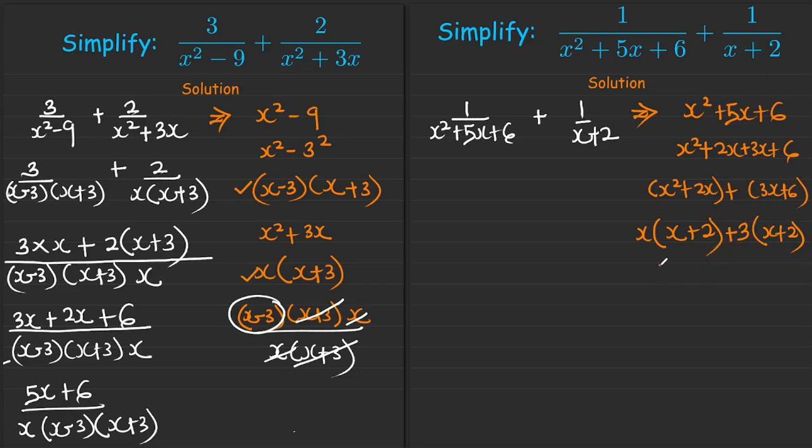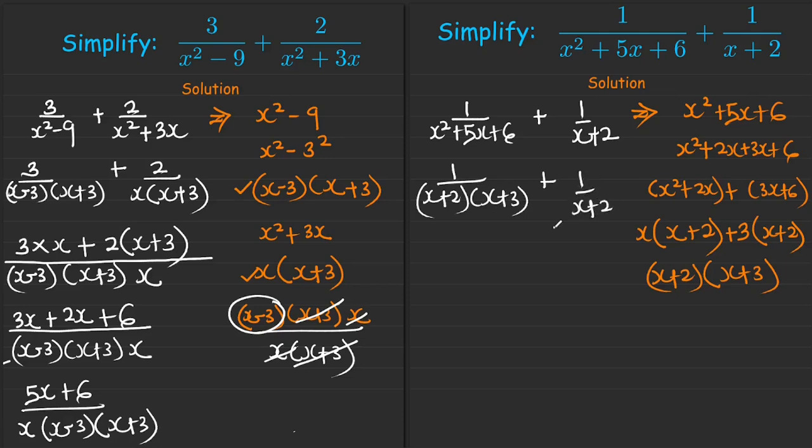Since these two brackets are the same, we can rewrite it as x plus 2 and then x plus 3. That is the x plus 3 from the coefficient of the bracket. Instead of writing all of this, we are just going to substitute it with this. Hence, we have 1 over x plus 2, x plus 3, plus your 1 over x plus 2. We can now solve.